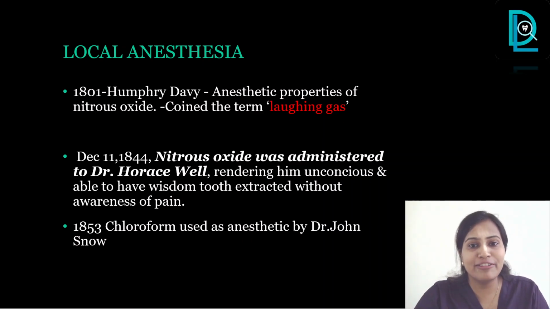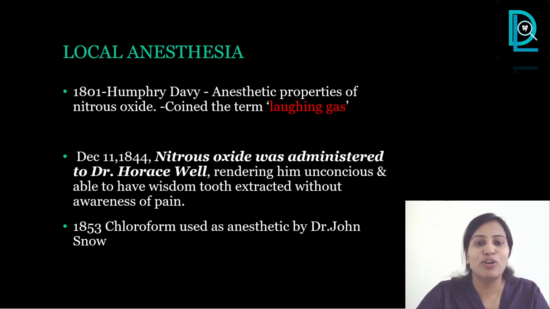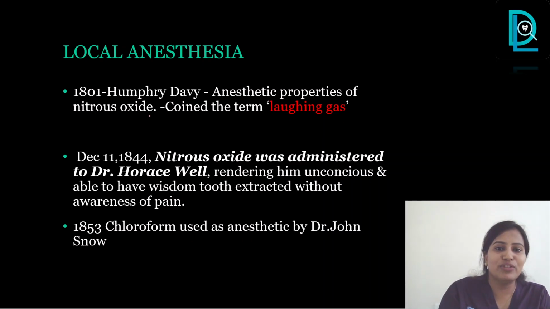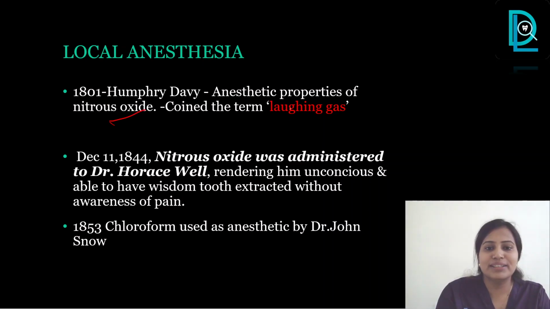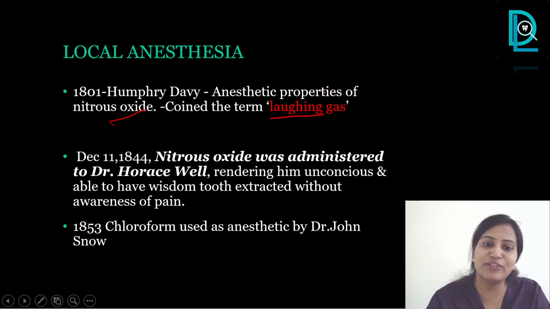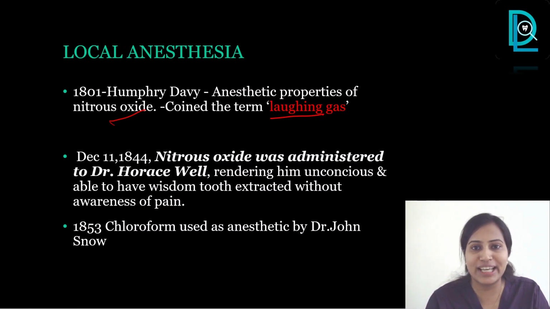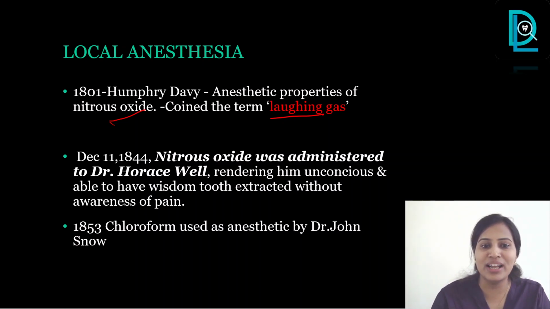So the first ever local anesthetic used for its anesthetic properties was nitrous oxide, which is also termed as laughing gas. And where was it administered? It was given to Dr. Horace for the extraction of one of his third molar.